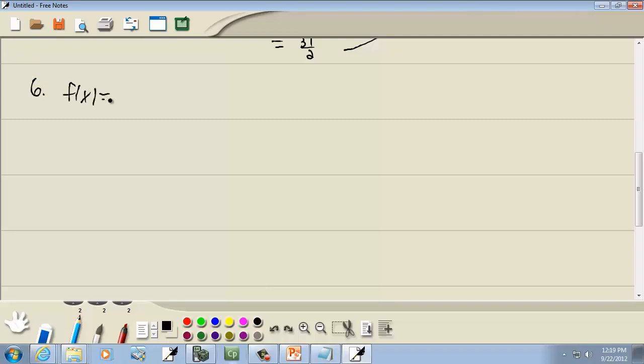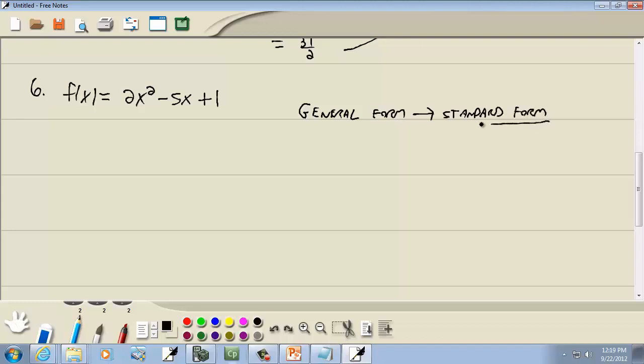We got f of x is equal to 2x squared minus 5x plus 1. And some people like to use this method instead of using the vertex formula and all that. What they do is they rewrite it. They take it from general form to standard form.